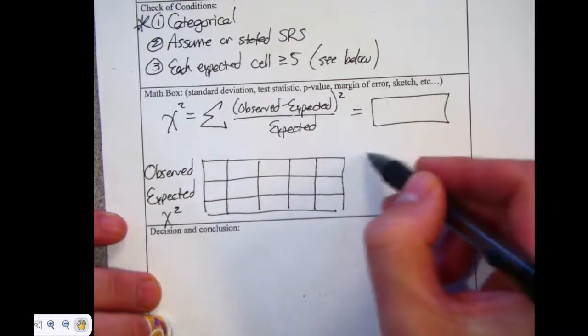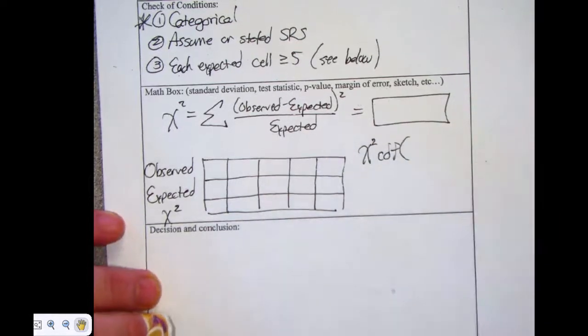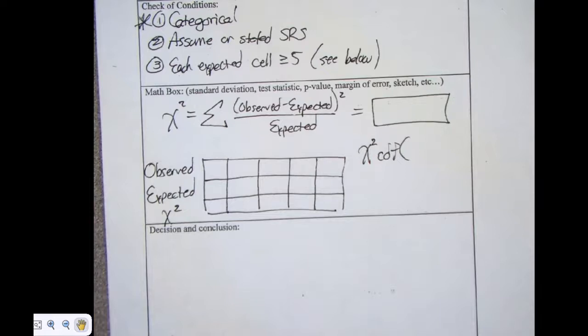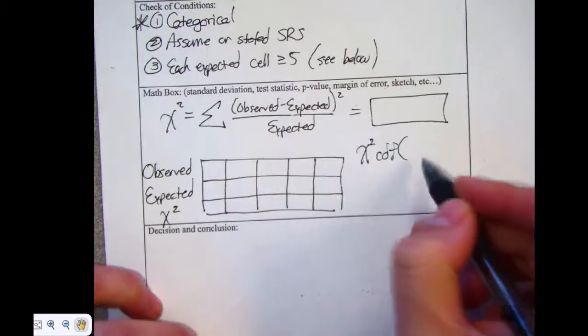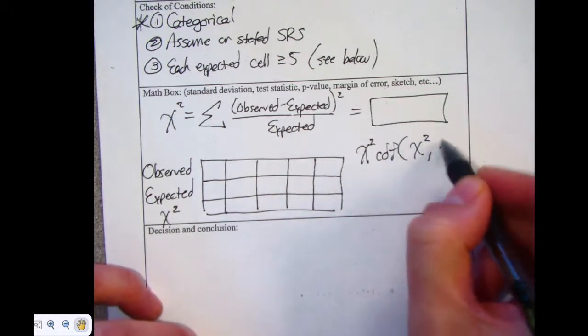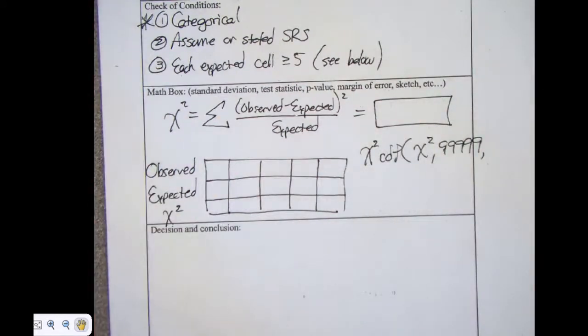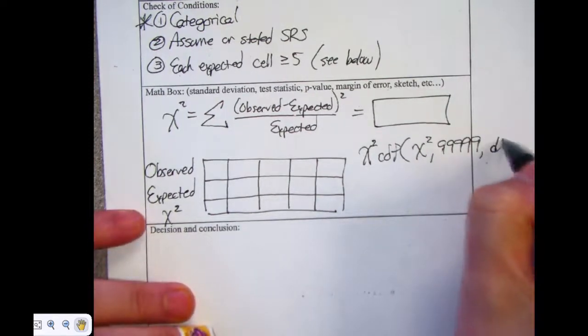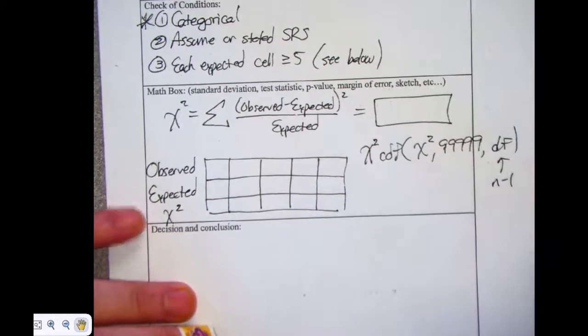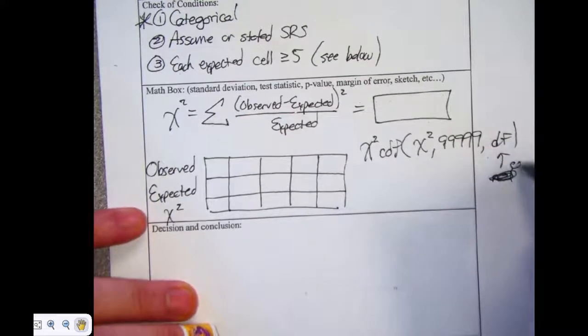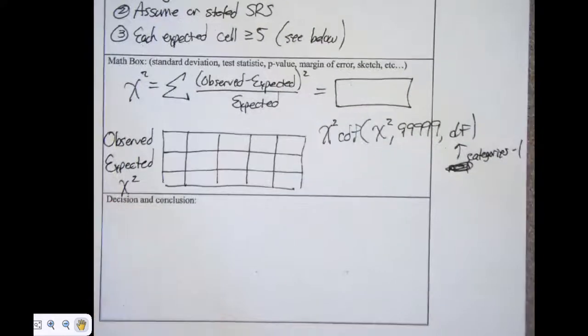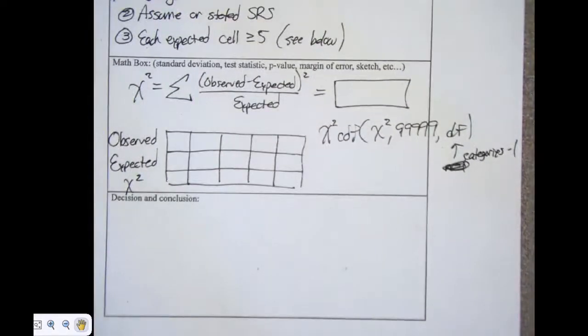Once you get a chi-squared, you're going to use chi-squared CDF. There's a normal CDF for Z's, there's a T-CDF, there's a chi-squared CDF. You're going to take the chi-squared value and go up to 999, and it's always up. You'll never go down in this one. Then degrees of freedom. The degrees of freedom is n minus 1. I'm sorry, categories minus 1. So what would the degrees of freedom be in this one? 4, right? The number of slots you have minus 1.